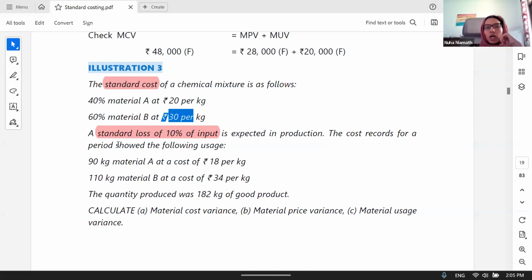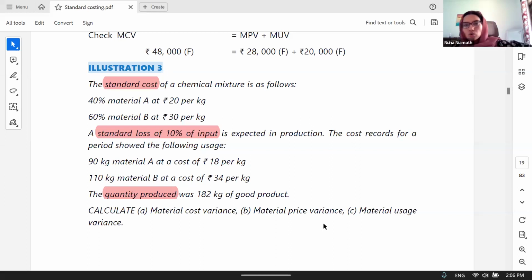A standard loss of 10% of input is expected in production. So if I'm using 1000 kg of raw material, 100 kgs will be lost and only 900 kgs will be used up in the production. The cost records for a period showed the following usage. 90 kg material A was produced at 18 per kg and 110 kg material B at a cost of 34 rupees per kg. The quantity produced was 182 kg of good product. So this is my actual output. Okay. Calculate cost variance, price variance and usage variance.